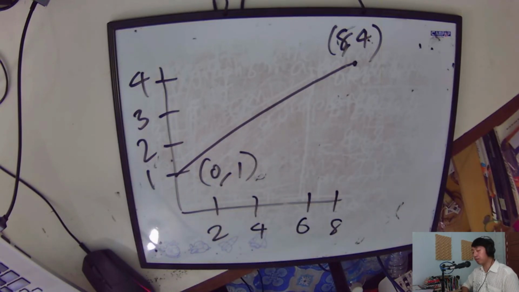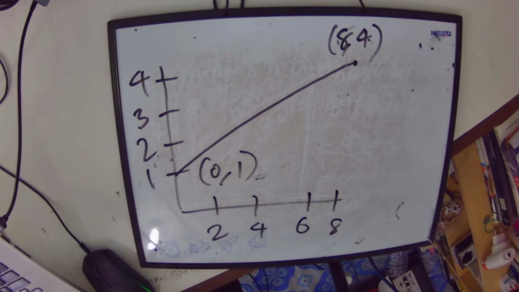Kamu boleh guna trapezium punya formula ataupun boleh juga guna triangle and square and rectangle. Mana-mana pun boleh lah. Ini sebenarnya sangat senang nih. But as a review, bagus juga lah kita belajar nih.